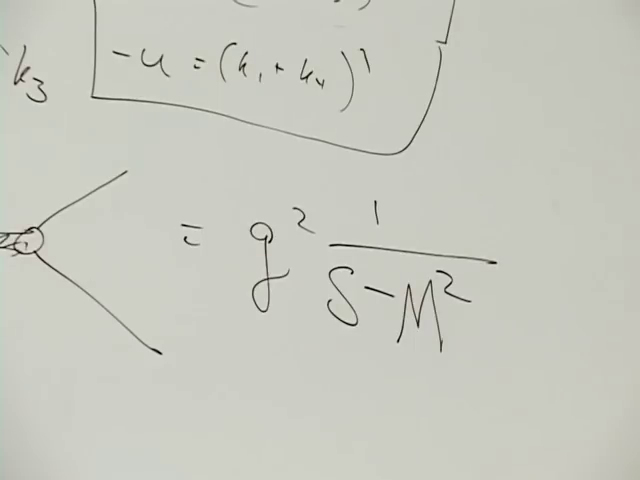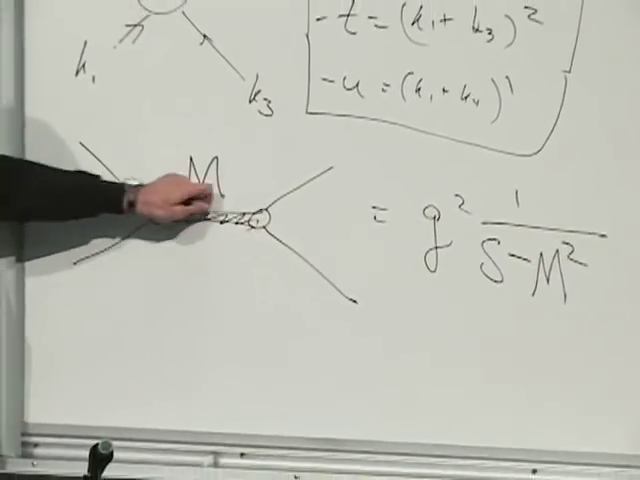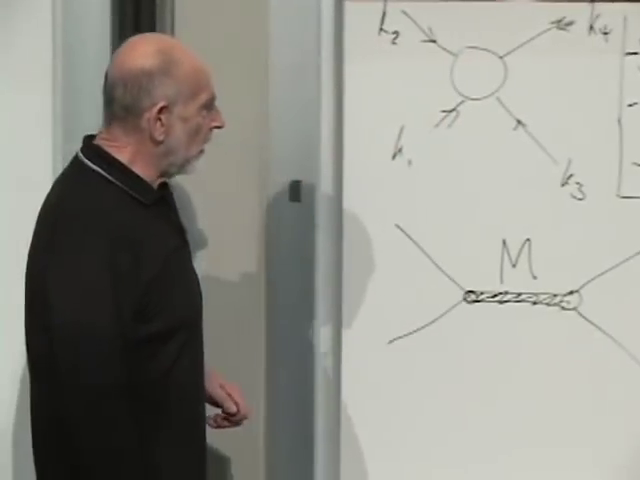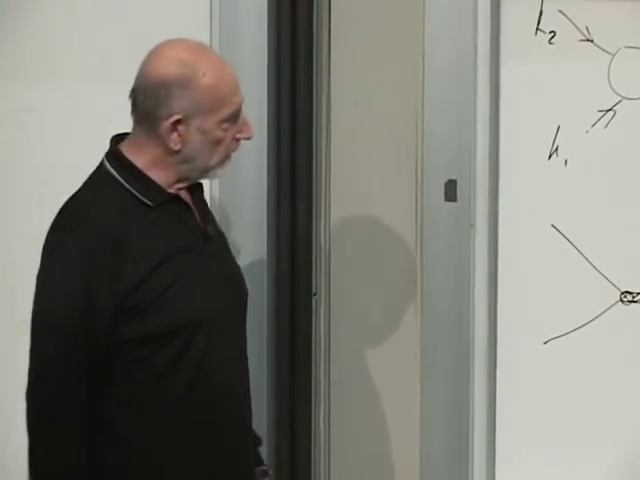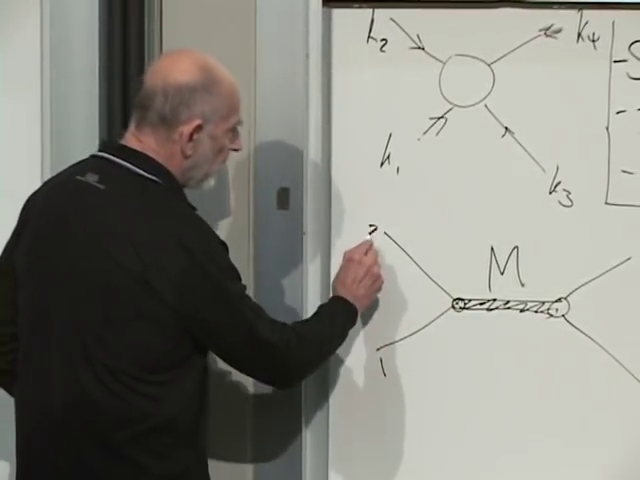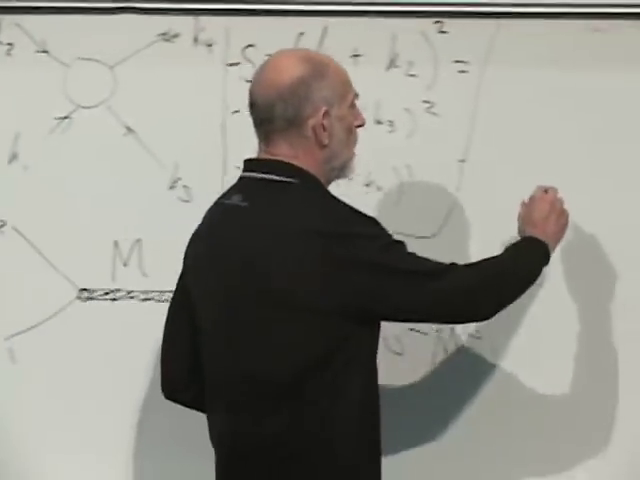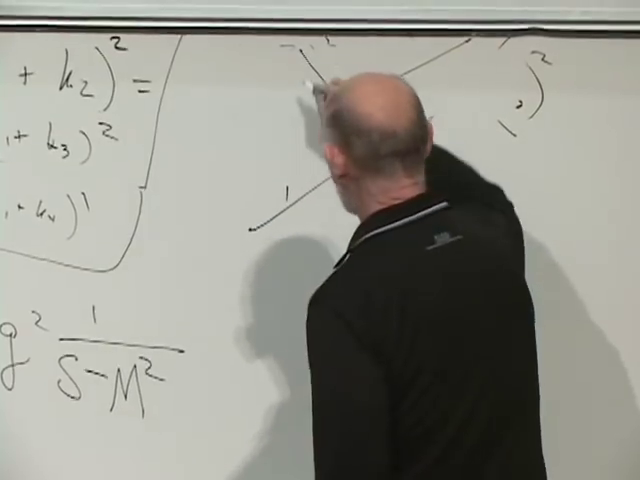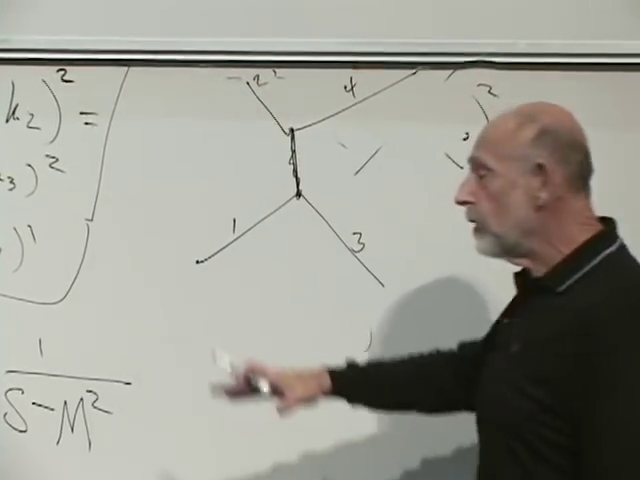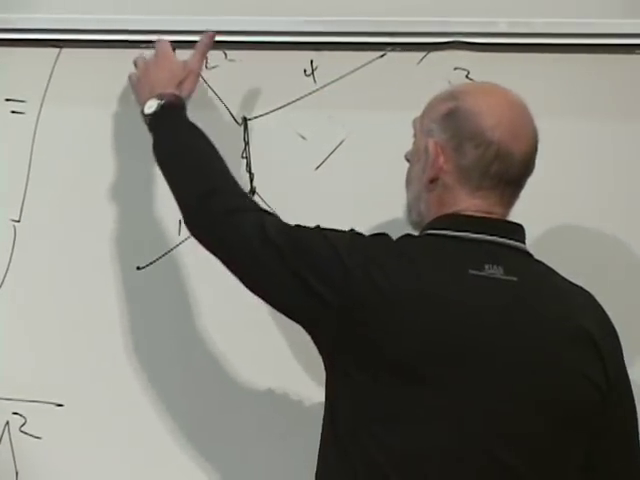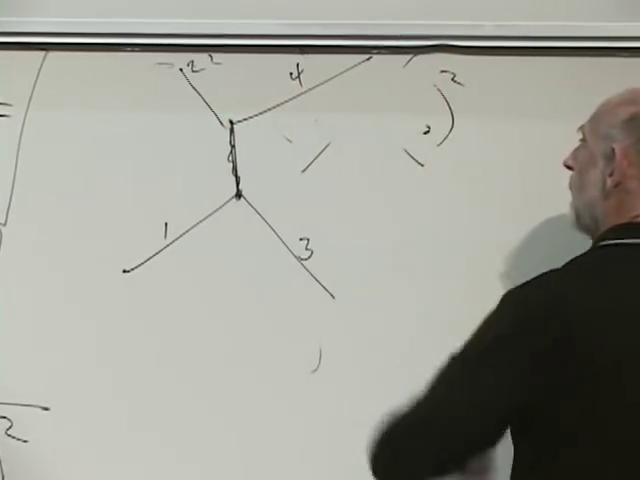S minus capital M squared. That's the characteristic structure of a scattering amplitude where two particles come together and merge and form another particle. Notice, it's a function of S, the energy of the process. It doesn't depend on T. You want one that depends on the other variable, you draw a similar diagram, except instead of 1 and 2 merging, you have 1 and 3 merging. One, two, three, four. It looks like exactly the same diagram, except turned on its side. But it represents a very different kind of physical process. 1 and 2 come in, exchange a particle between them, and then go out as 3 and 4.